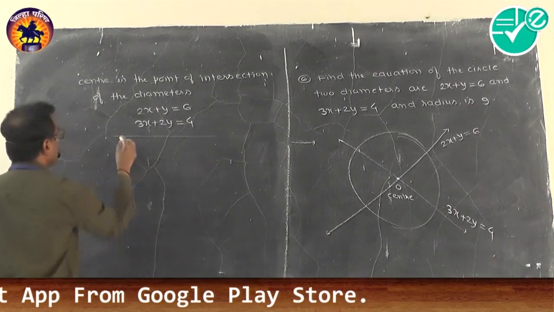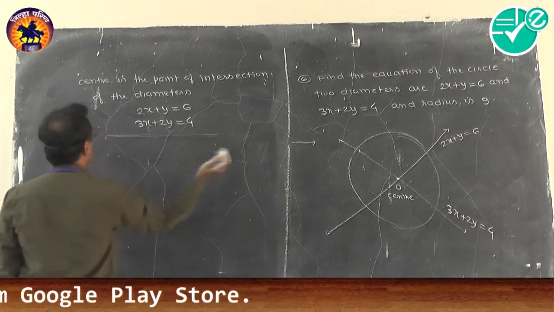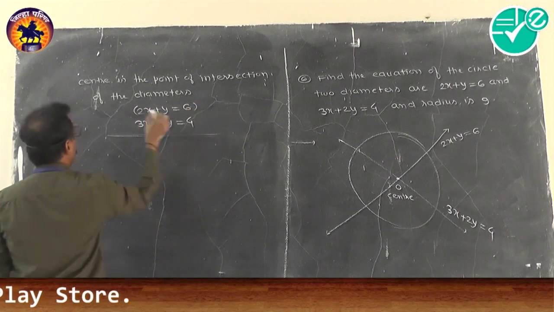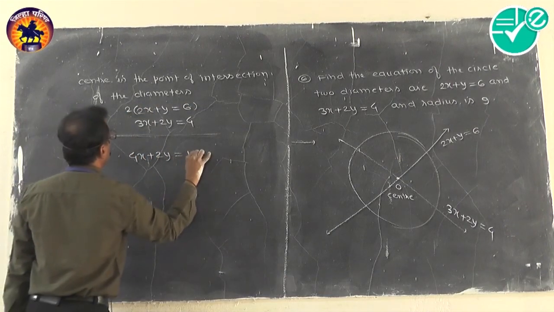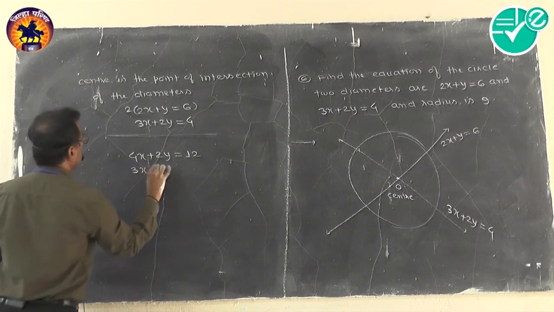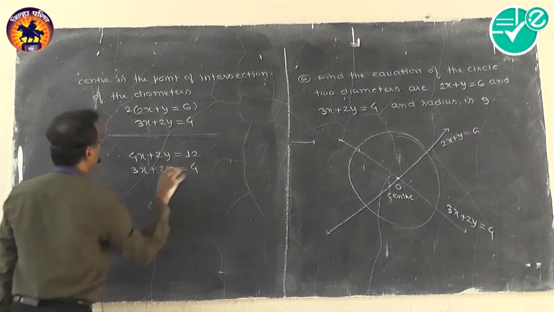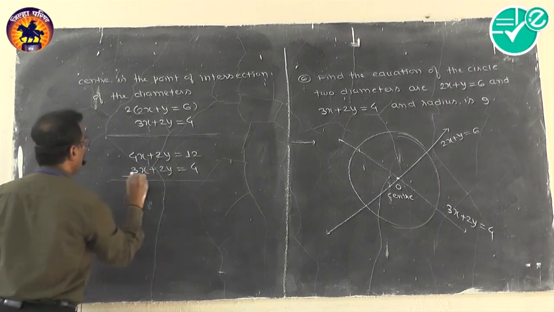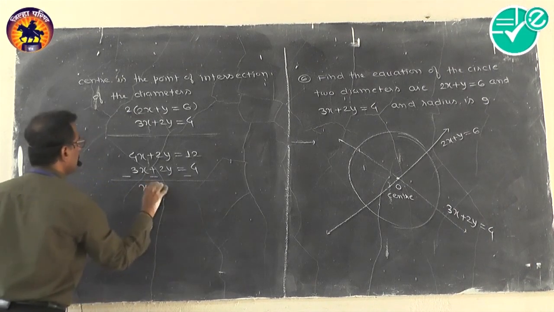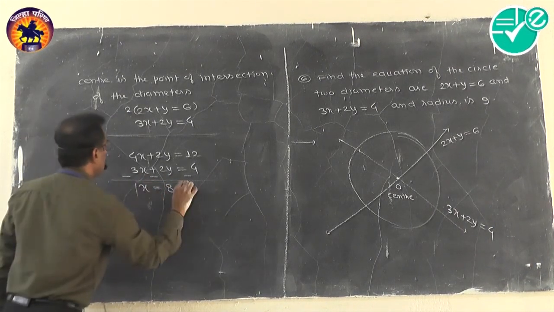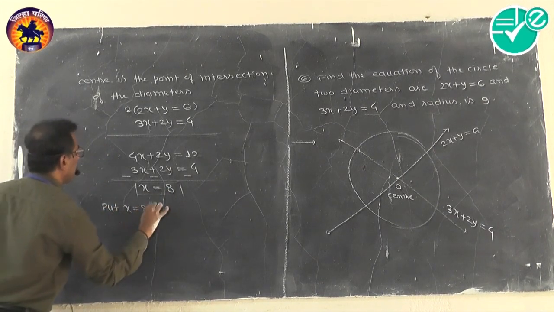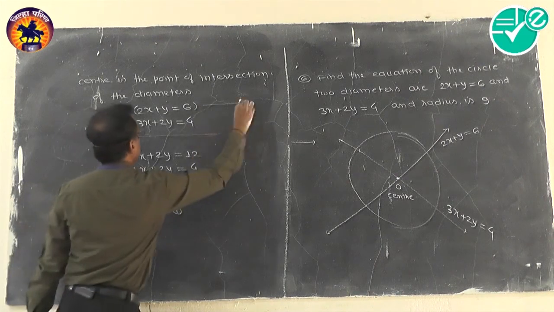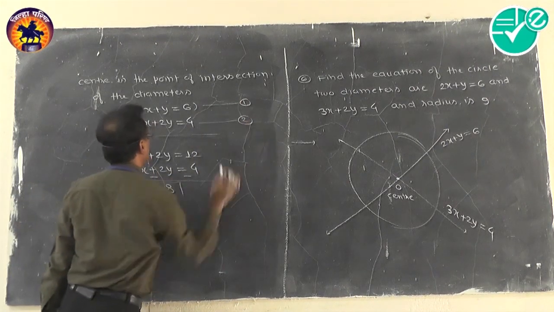In order to solve this, I think we multiply the first by 2. So 4x plus 2y is equal to 12. The second is 3x plus 2y is equal to 4. After subtraction, what we are getting is x is equal to 8. Now put x equal to 8 in equation number 1. Suppose this is the first equation, and this is your second equation.